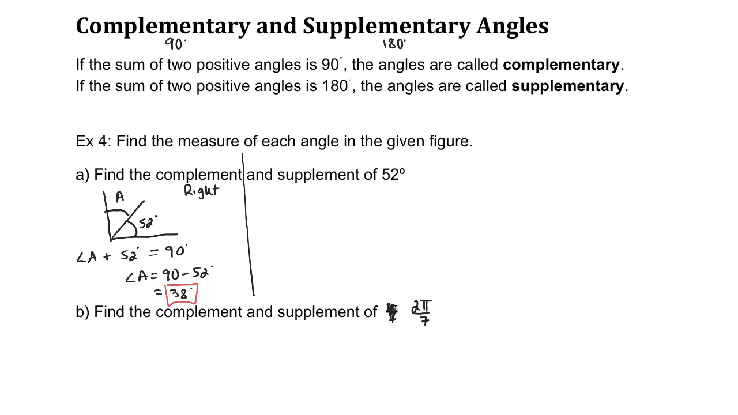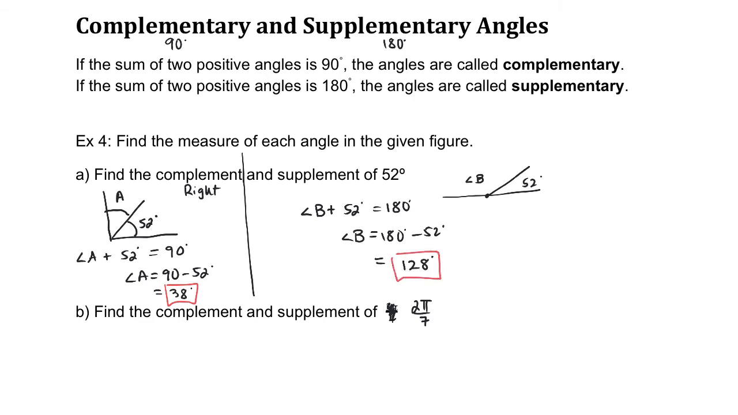Okay, so then supplements, those add up to 180. So if I had my same little 52-degree angle, oops, that's not quite drawn to scale, but that's okay, 52 degrees. Okay, and then I wanted to know, what is the supplement here? Both those angles need to add up to 180. Okay, so then my supplement would be 180 minus 52, and that is 128 degrees. Okay, so that's a little review from geometry, but let's look at how we would do this in terms of radians.